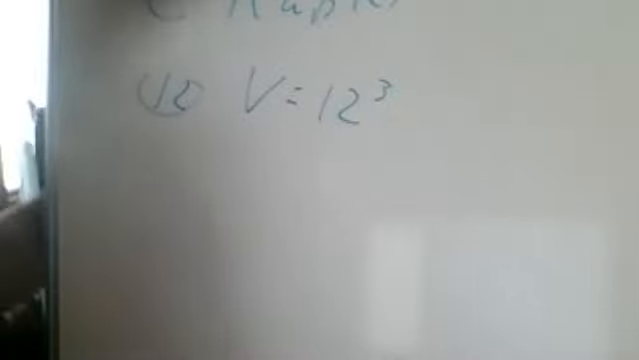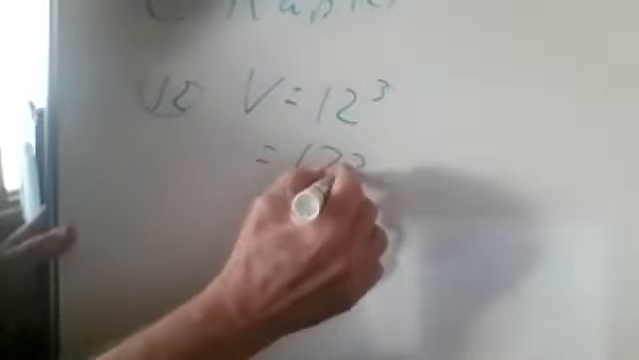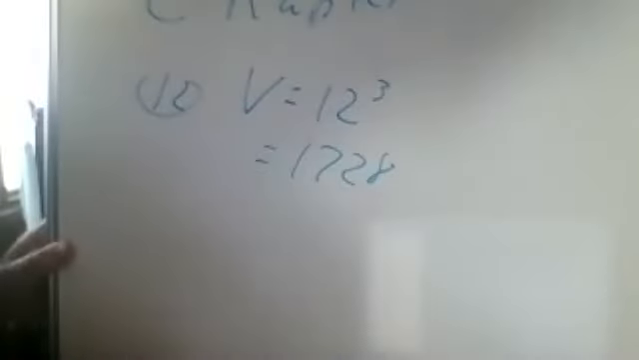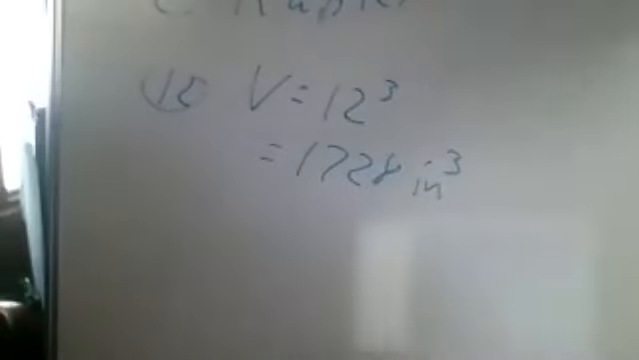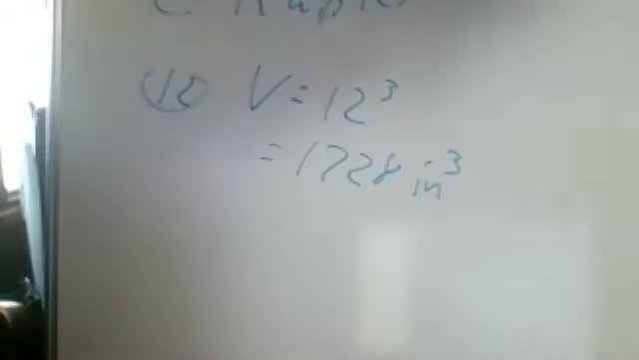So it's a cube, so V equals 12 cubed, okay? So you just go to your calculator, either do 12 cubed, or you do 12 times 12 times 12. In any case, you get 1,728 inches cubed. Don't get messed up by the 15. The 15 makes no difference.